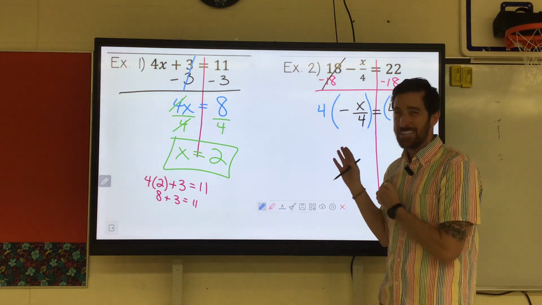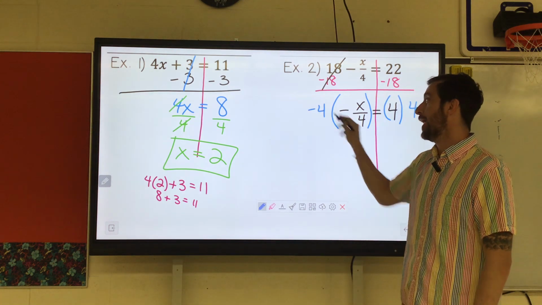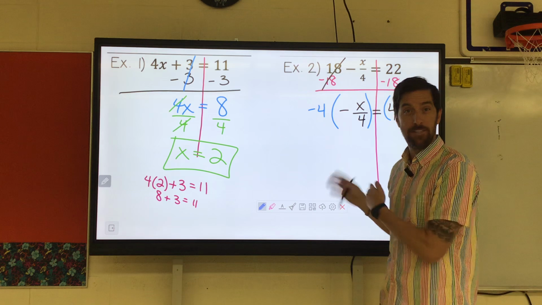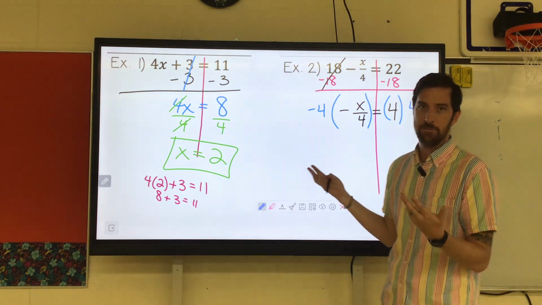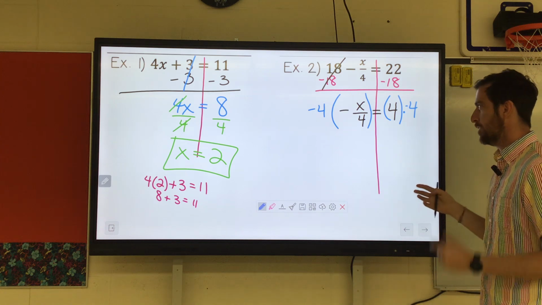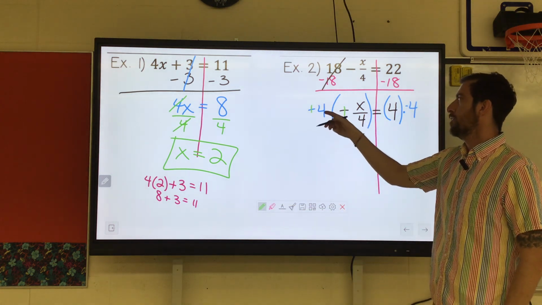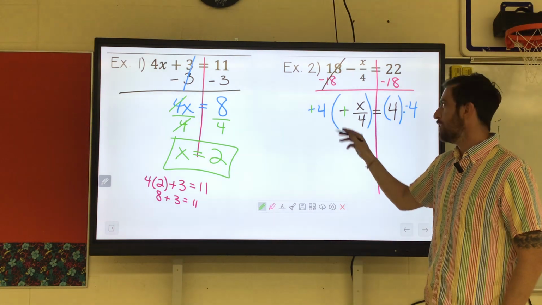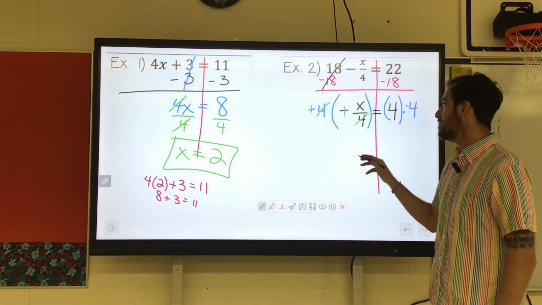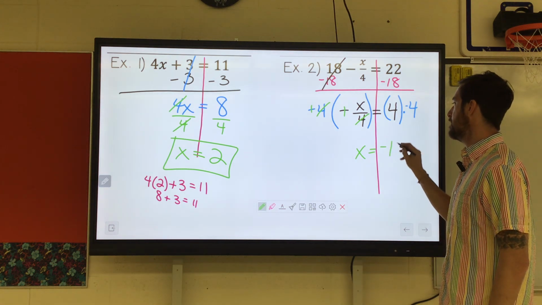Also, I have to get rid of that negative. Nice thing is, if we multiply by negative 4, a negative times a negative cancels out and becomes positive. So we're going to multiply both sides by negative 4 instead. So the negatives will cancel. The 4 will get canceled by the divided by 4. So all we have left is x. On the right side, 4 times negative 4 is negative 16.